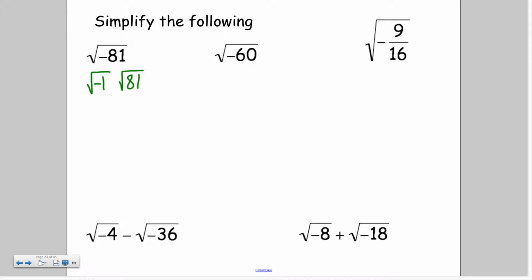Because if I was to plug negative 81 in my calculator, I would get error. So the square root of negative 1 is going to be i. We found that out at the beginning. So the square root of negative 1 is always going to be i. Square root of 81 is 9. Now I have this simplified. The only thing is when I get ready to write this, my whole number has to be up front. So my answer is going to be 9i.